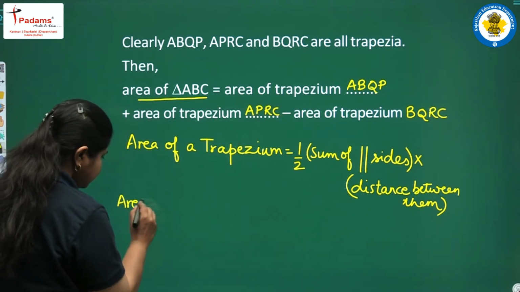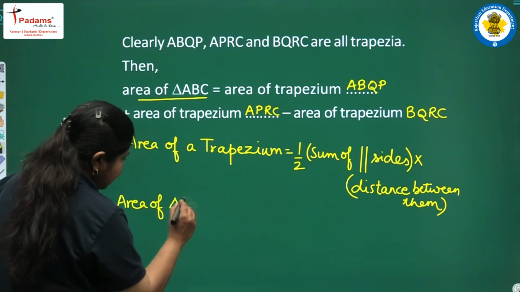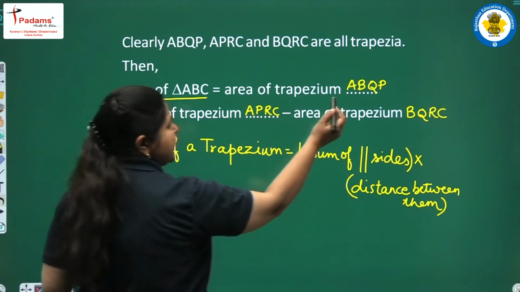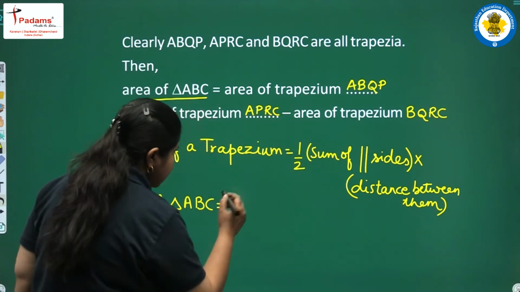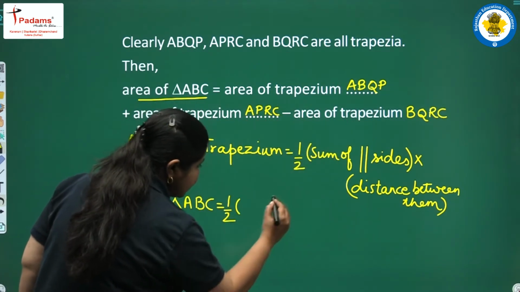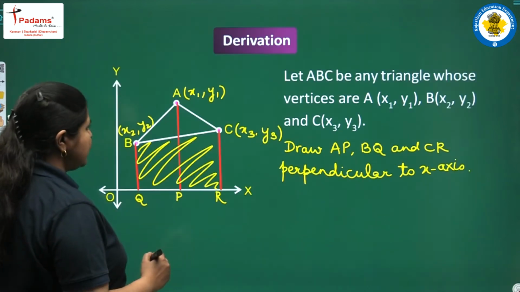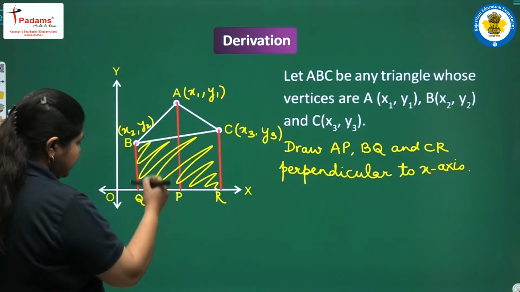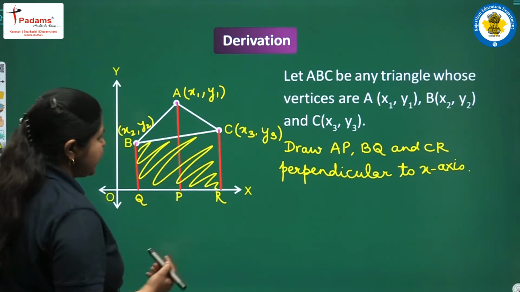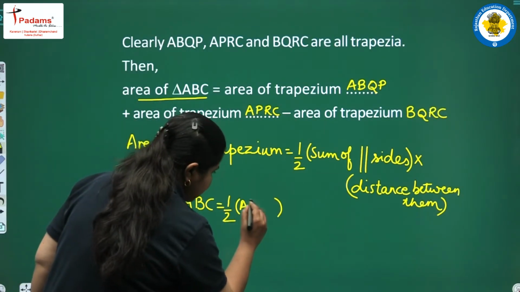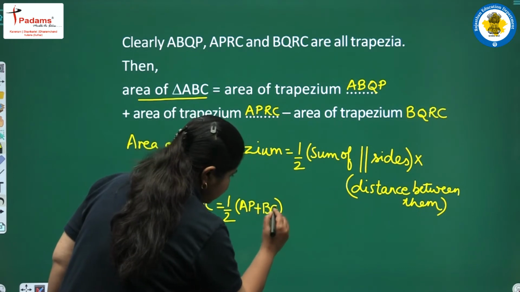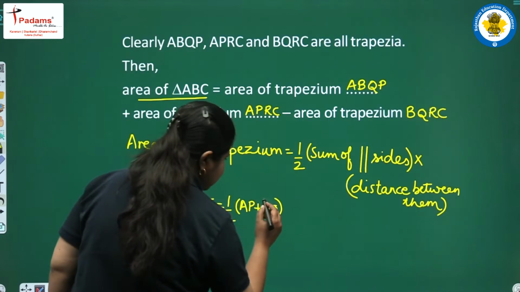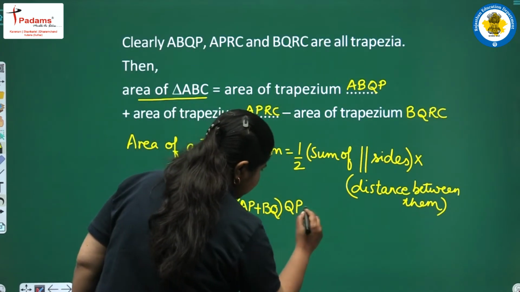Area of triangle ABC is equal to, first we find the area of trapezium ABQP. It will be half into sum of parallel sides. Just have a look in case of ABQP. The parallel sides are BQ and AP. So we can write here AP plus BQ. And the distance between them, it is QP. So we can write here into QP.